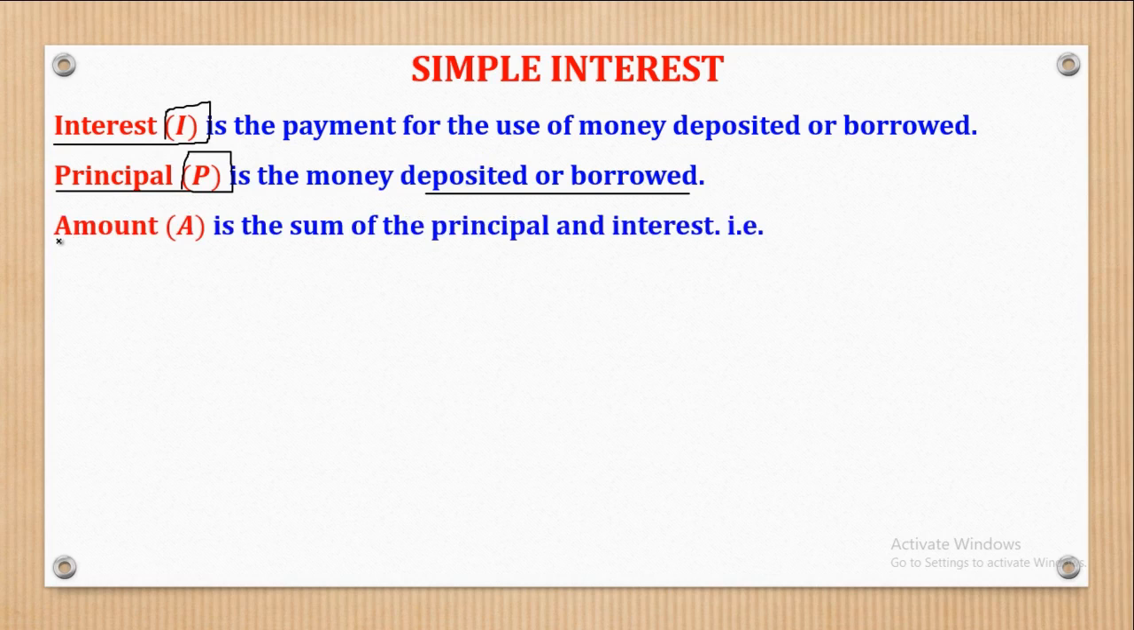Then another term is amount, denoted by a symbol capital A, and this is the sum of principal and interest. So when I add this to this, what I get is what we call the amount, and therefore we shall come up with a formula that A is equal to P plus I.